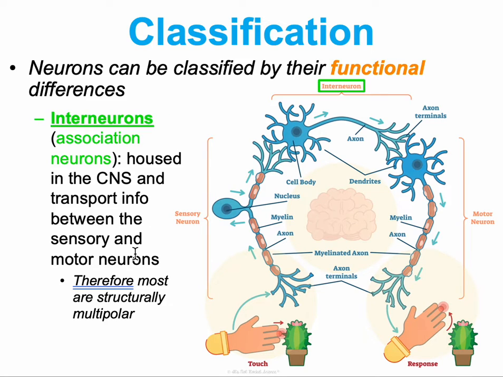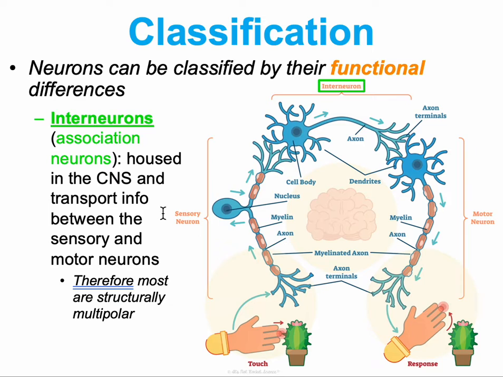The last type of functional classification that we have is going to be interneurons, which is just right in the middle, right here. This can also be called an association neuron. These are housed in the central nervous system, and they're going to transport information between the sensory and motor neurons. Because of this, they are going to be multipolar. So those are a few examples.